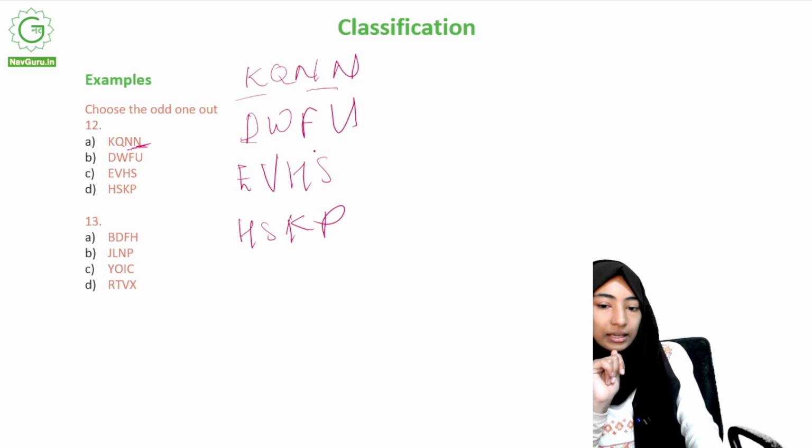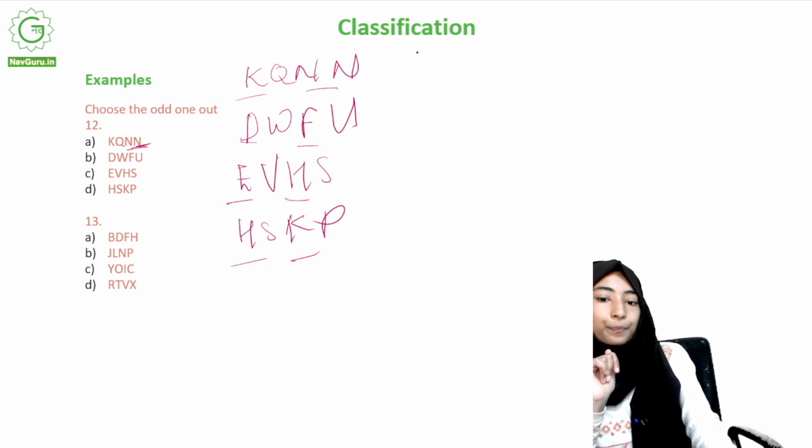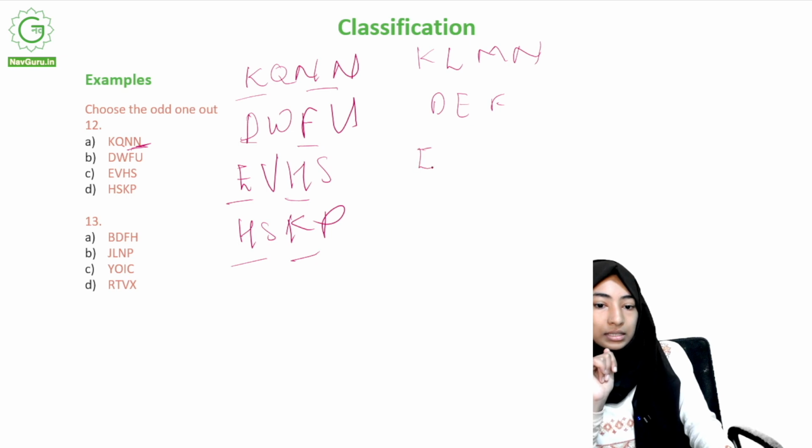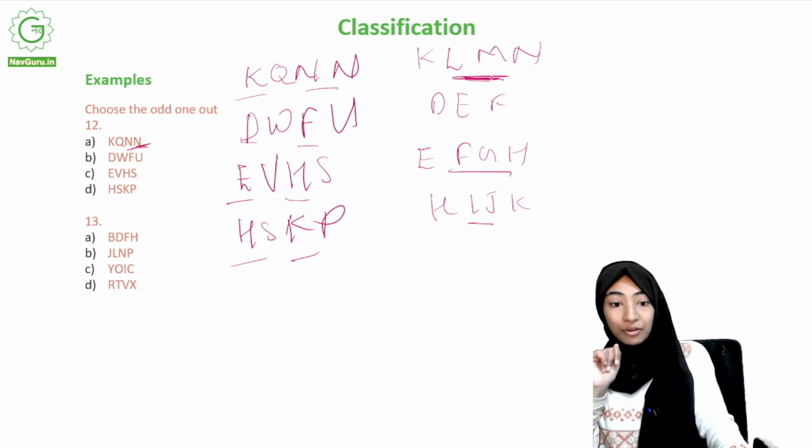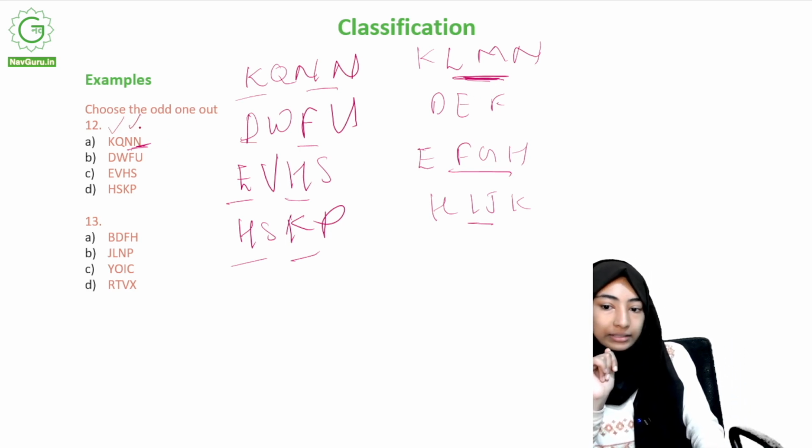K, N, D, F, E, H, H, K. As per the English alphabet, C, D, E, F, G, H, I, J, K. What is the number of letters in between here? 2. 2. 2. So the number of letters in between the first and the third letter is 2 in all cases other than the second case. So because of that, your second case is your odd one out.